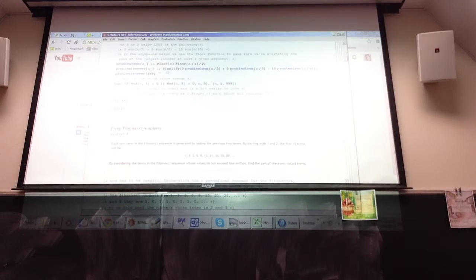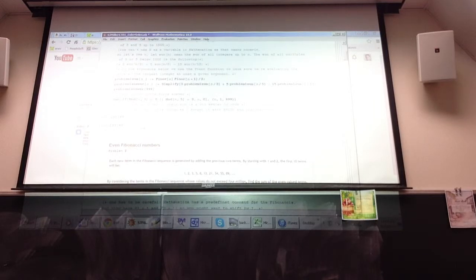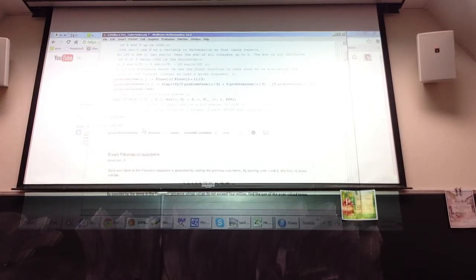I add all the multiples of 5. Well, I can pull out the 5 and do up to n fifths. But I've double counted things that are multiples of 3 and 5. So I have to throw away 15 times the multiples. And so when I do this, if I run the program, it will get me 233,168.